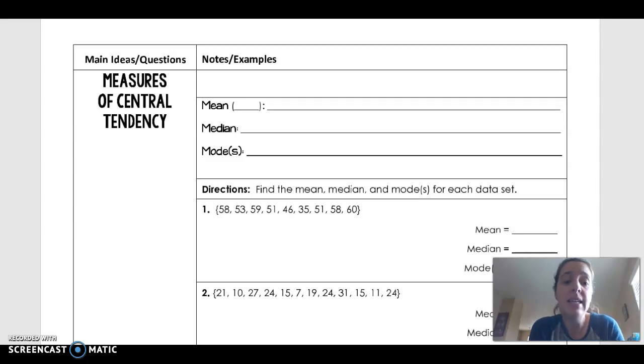Hi guys, in this lesson we're going to be looking at some measures of central tendency, and my guess is we're going to have two videos because there's a lot of stuff in this lesson, so get ready to go.